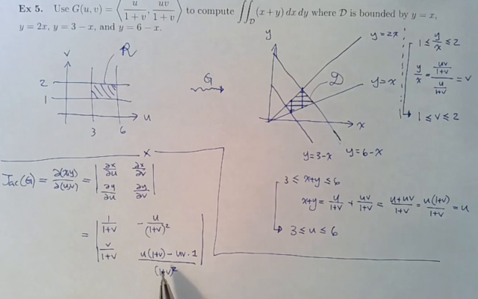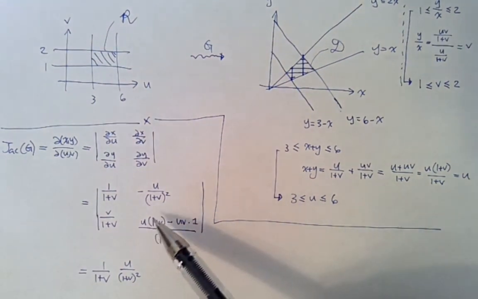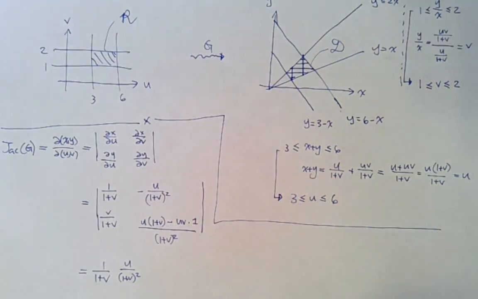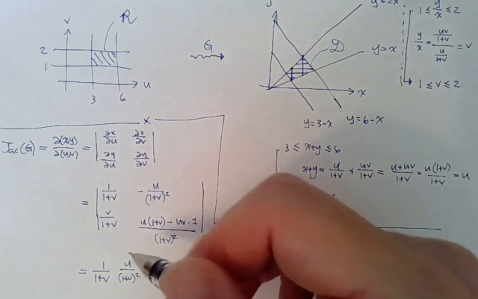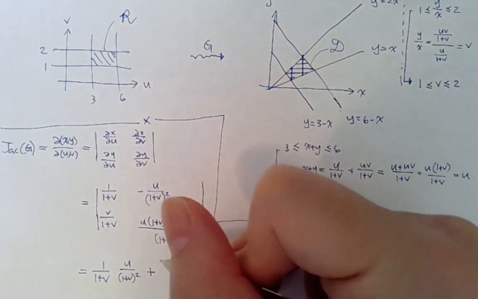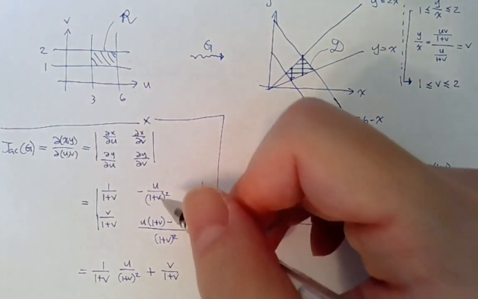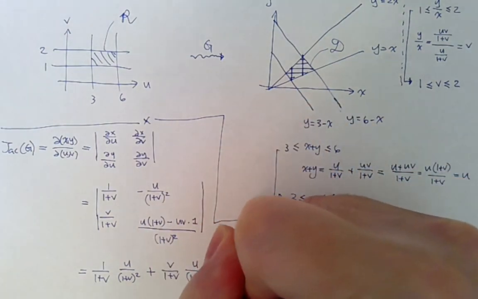Can we simplify this? u plus uv minus uv, so that's just u. So 1 over 1 plus v times u over 1 plus v squared. So here's u plus uv minus uv. Minus, and then the product of these two, but because there's a negative, that becomes plus. Then we have v, 1 over 1 plus v, times u over 1 plus v squared.